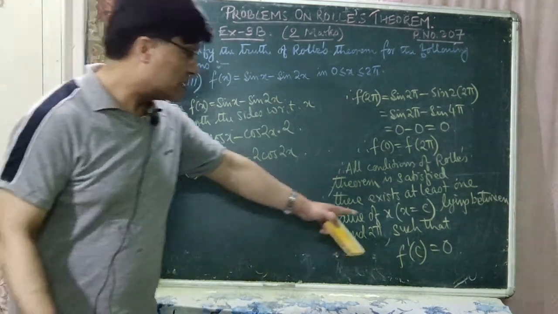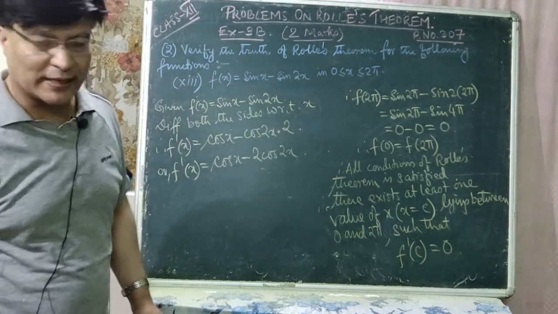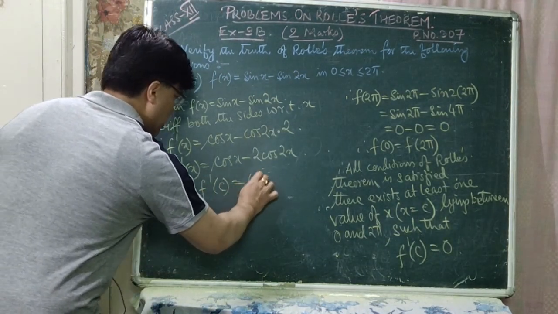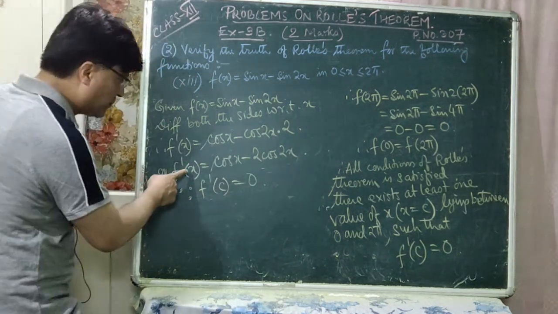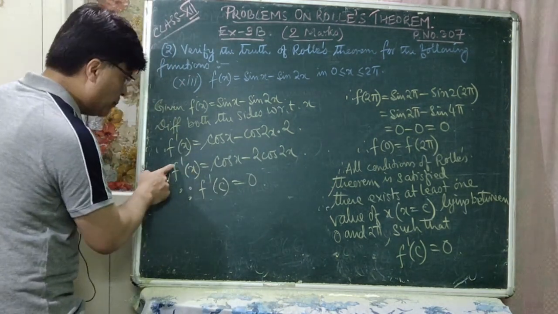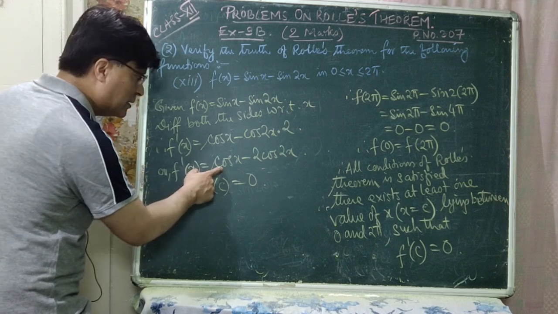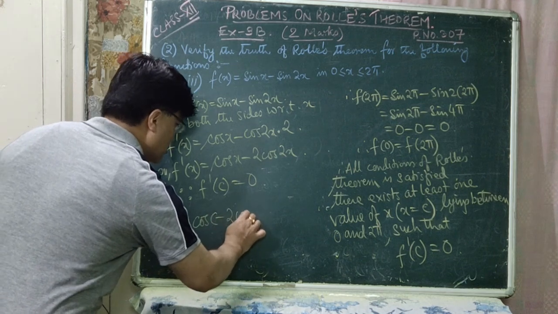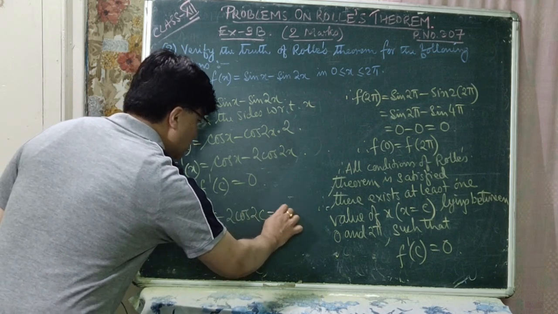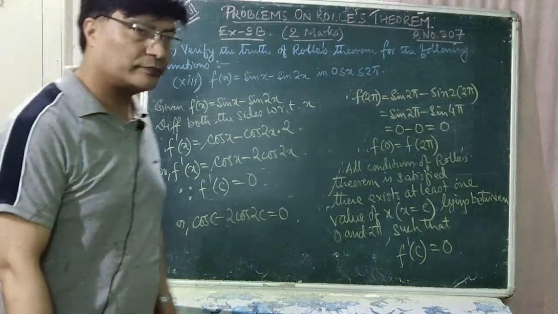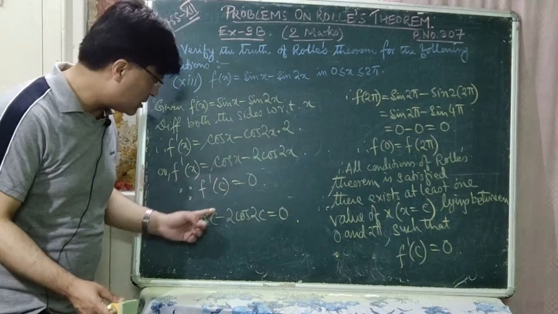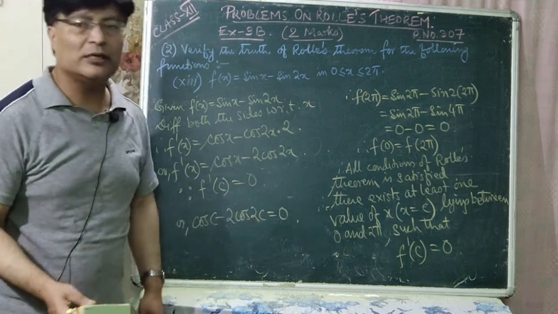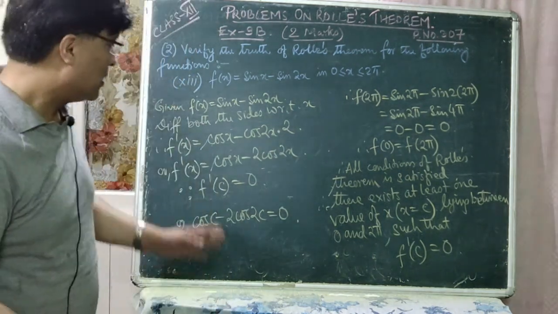So now since f dash of c is equal to 0, what is the value for f dash of c? You put x is equal to c here. So this becomes cos c minus 2 cos 2c, which is equal to 0. Understood? Instead of x you have to write c in this case. So it is cos c minus 2 cos 2c is equal to 0. Right? So now what will you do?